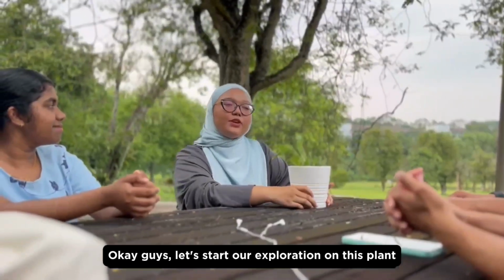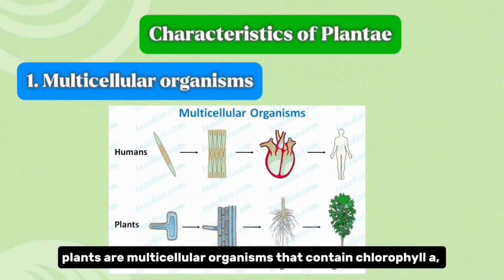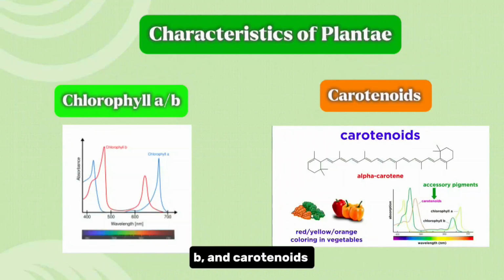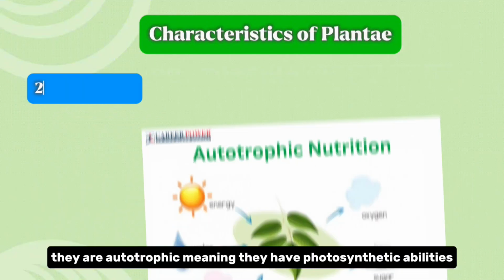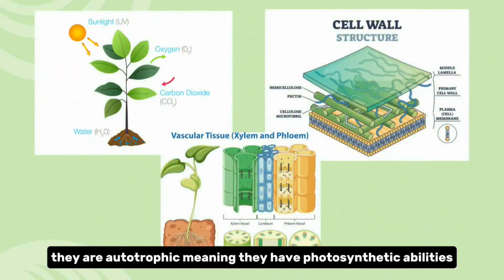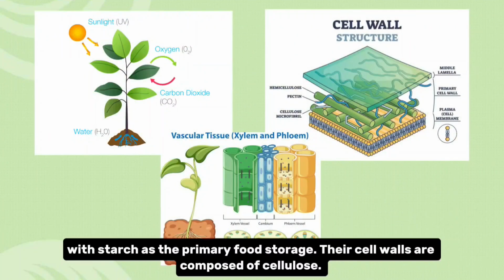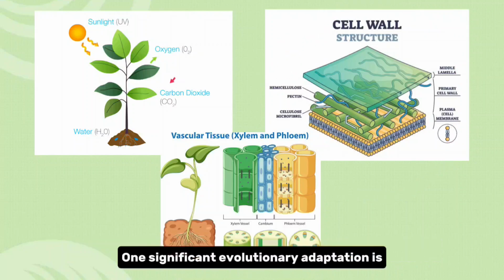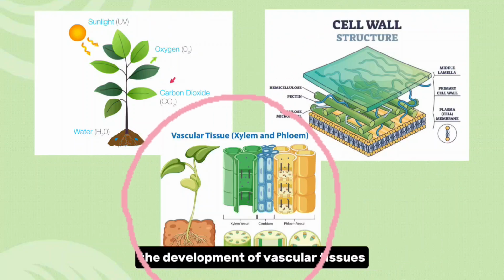Guys, let's start our exploration on this plant. Plants are multicellular organisms that contain chlorophyll A, B and carotenoids. They are autotrophic, meaning they have photosynthetic abilities with starch as their primary food storage. Their cell walls are composed of cellulose. One significant evolutionary adaptation is the development of vascular tissues for water and nutrient transport.